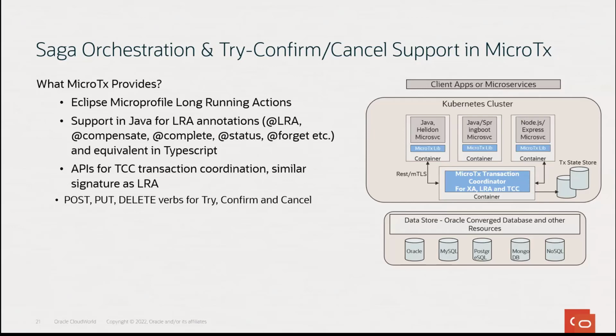We have an equivalent set of annotations and library calls for TypeScript. For try, confirm, cancel, it's a similar set of APIs. The biggest difference with try, confirm, cancel is that it's based upon the HTTP verbs. So the try phase is done through POST requests. When the posts are successful and all the tries have been completed, then the initiator says to either confirm or cancel. To confirm, we simply use PUT requests, which are idempotent, so we could retry those if necessary. And same for canceling, we use DELETE verbs to delete the reservation. And again, those are idempotent requests.